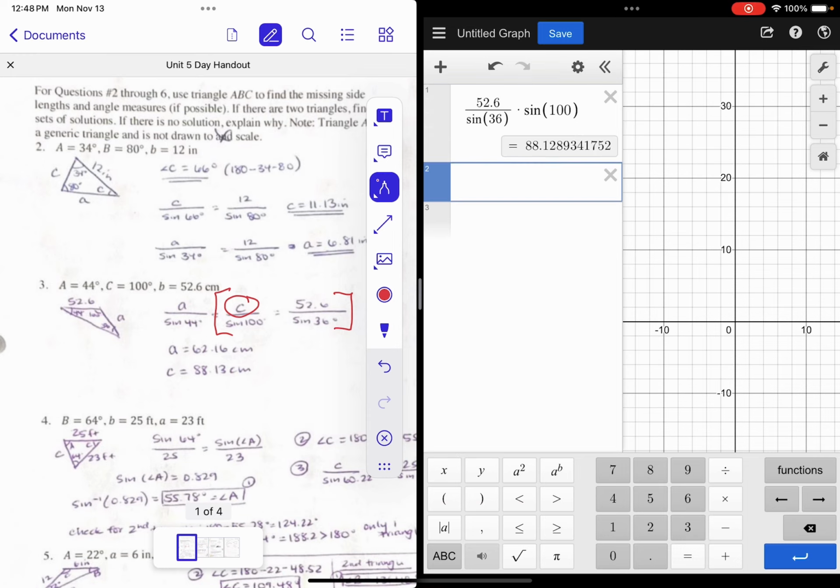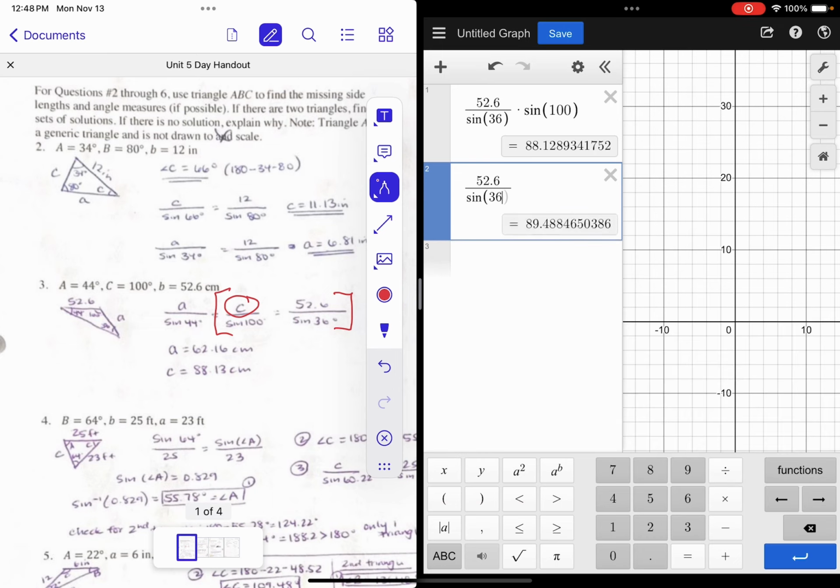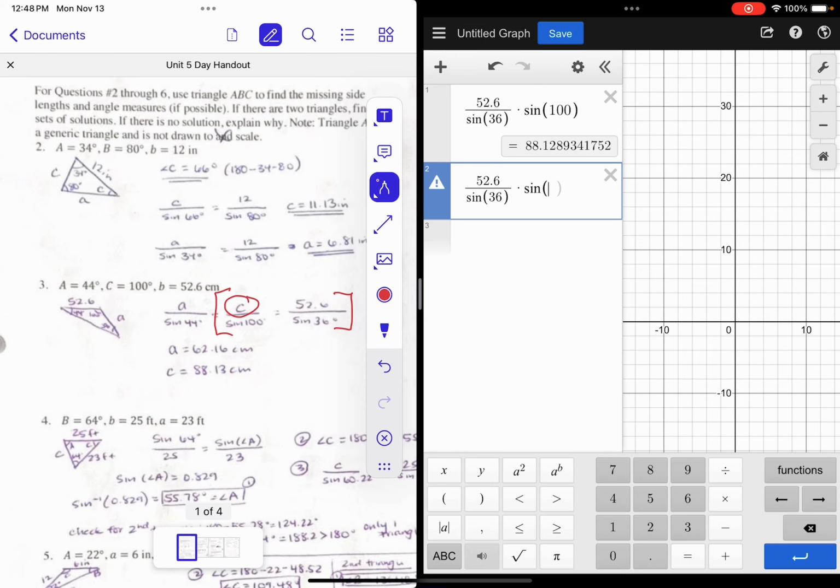And I'd basically do a very similar thing to find A. So A, except instead of multiplying by sine of 100, I'd multiply by sine of 44. So I start with that same 52.6 divided by sine of 36, and then I'm going to multiply by sine of 44.